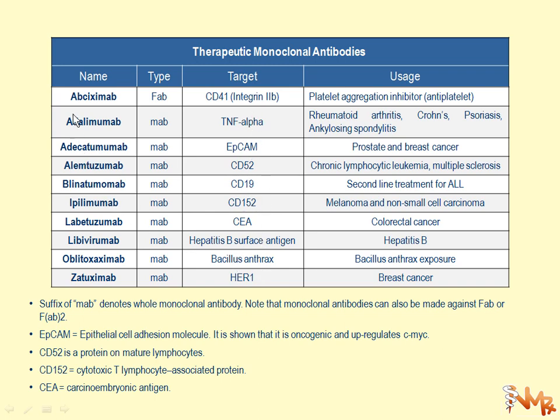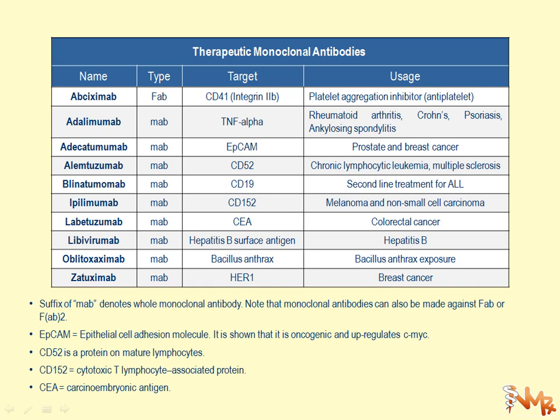So let's go very quickly through this. At least I want to help you to pronounce these terms a little better. Abciximab is the monoclonal antibody against Fab. The target of this monoclonal antibody is CD41 or integrin alpha-IIb, and the usage is for inhibition of platelet aggregation, so it has antiplatelet function. So it targets the platelets. The other one is adalimumab, which is again a monoclonal antibody and targets tumor necrosis factor alpha. The usage is for rheumatoid arthritis, Crohn's disease, psoriasis, and management of ankylosing spondylitis.